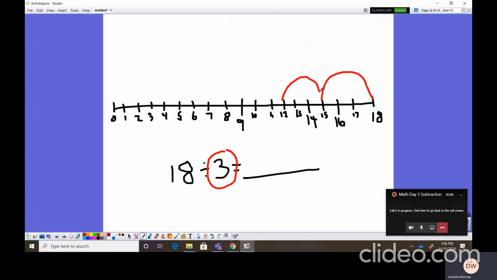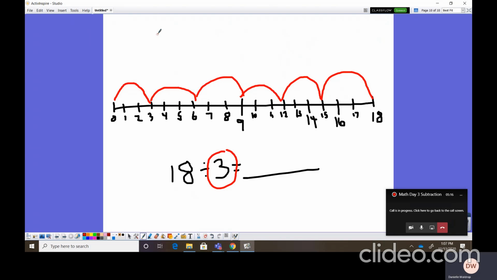1, 2, 3. Keep going with jumps of 3 each time. Okay. And I'll give you a minute too to take away your jumps of 3.